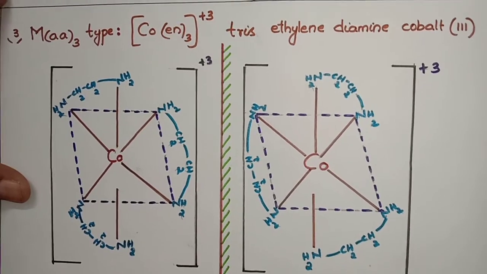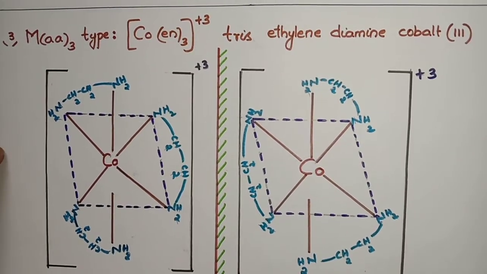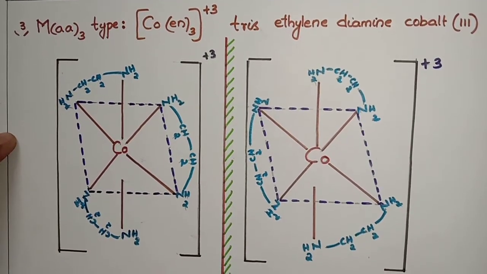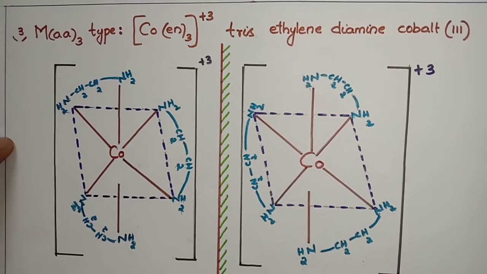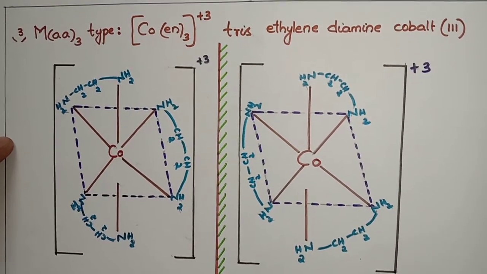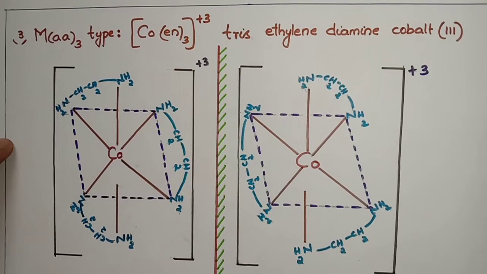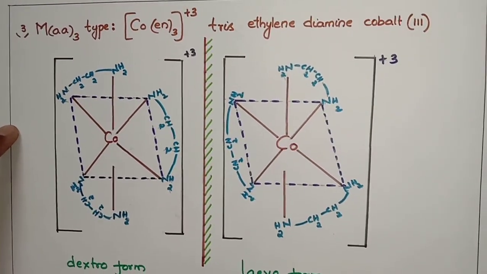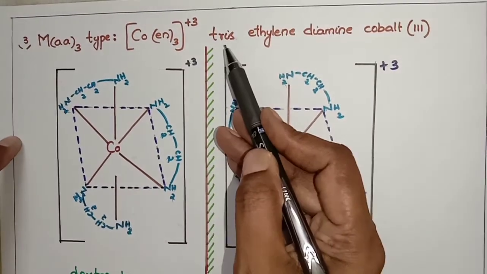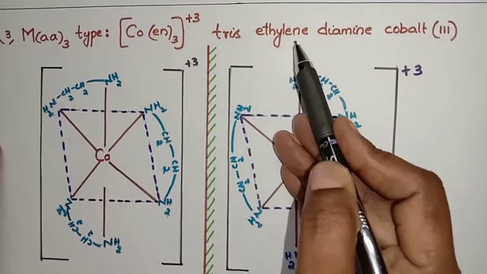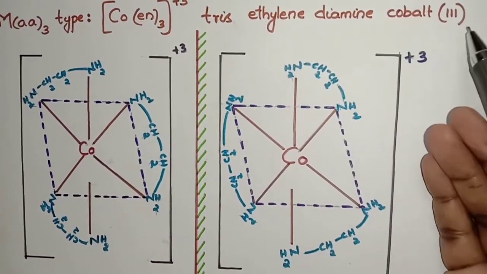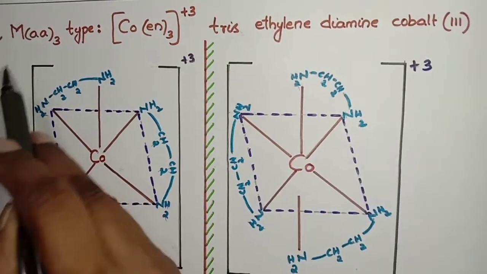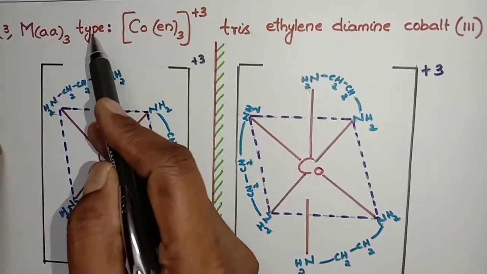Next is M(AA)3. So, bidentate ligands, 3 are there, students. The example taken here is [Co(en)3]+3. So ethylene diamine groups are 3 in number. So we use the prefix tris. Tris(ethylenediamine)cobalt(III). This is an example of the M(AA)3 type.